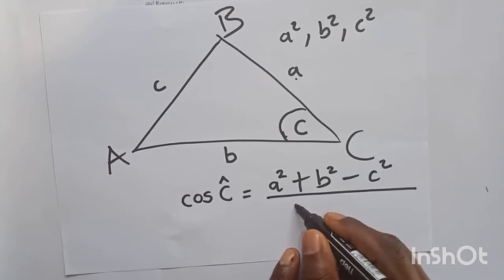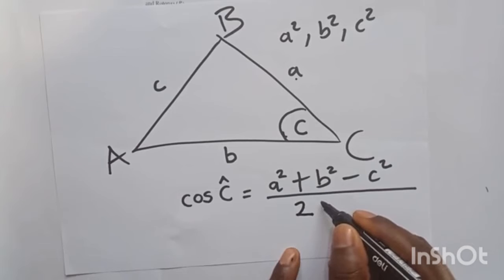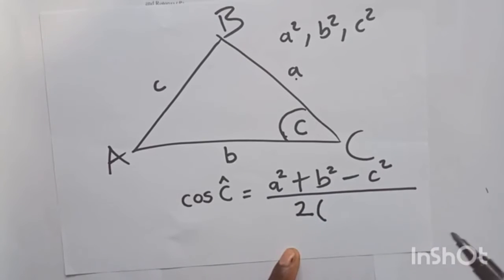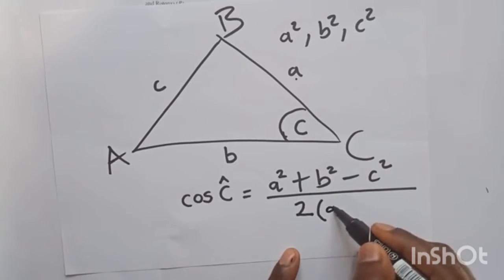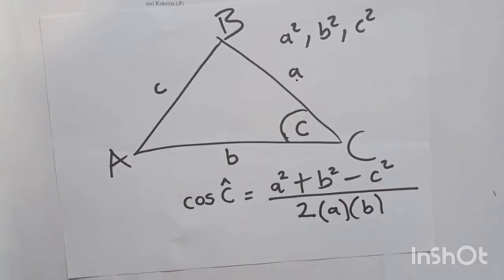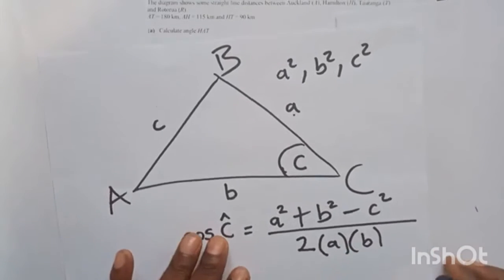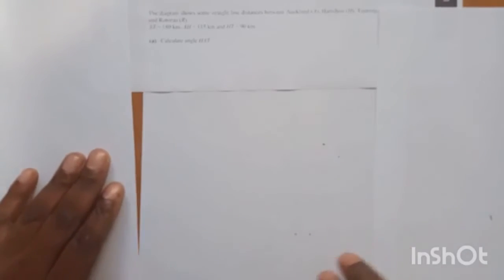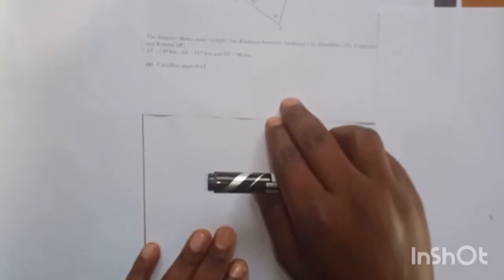Then on your denominator, there is a fixed 2. Then of the two sides that you have added, you take the product of A and B, without power 2. This is the cosine rule formula, which is used to calculate angles, right? So we would like to apply this formula on our question. Remember, the angle required on our question is angle A.